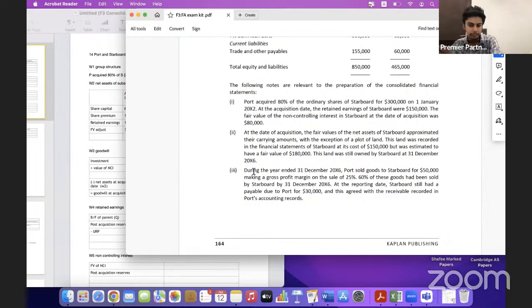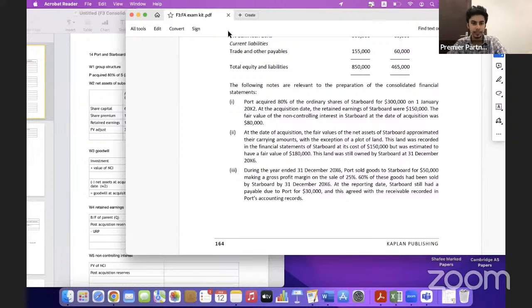Okay, so guys, what happened there? During the year, Port sold goods to Starboard. So who is selling to whom, guys? Parent is selling to subsidiary. Makes sense? Okay. For 50,000, making a gross profit margin of 25%. 60% of these goods has been sold by Starboard.